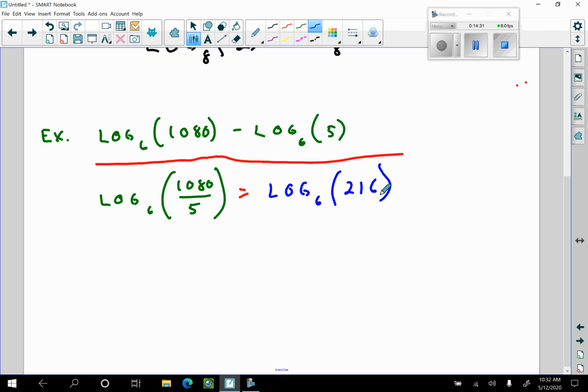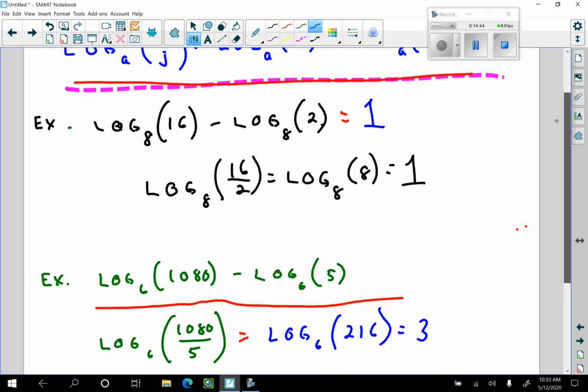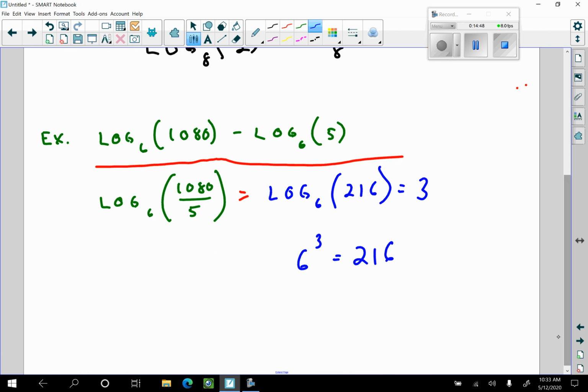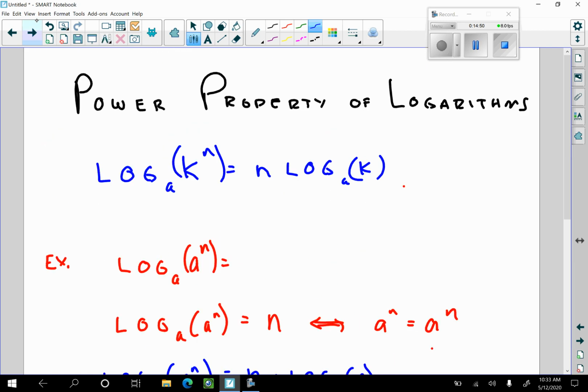And guess what? 216 is 6 to the third power. 6 cubed is equal to 216. So a couple applications of the quotient property of logarithms. And we're about finished, but we're going to have one more property, and this is going to be the power property of logarithms. Keep in mind, ladies and gentlemen, if you ever need to pause the video, just pause it. Just pause the video, please.